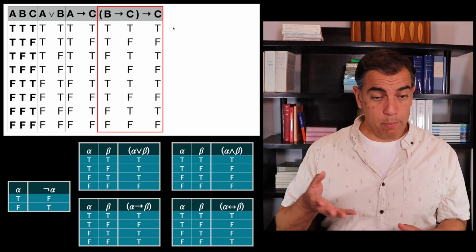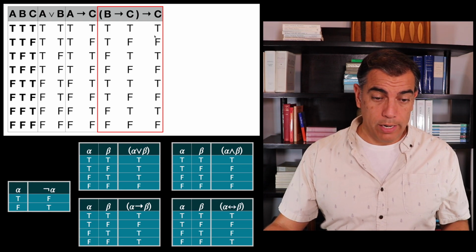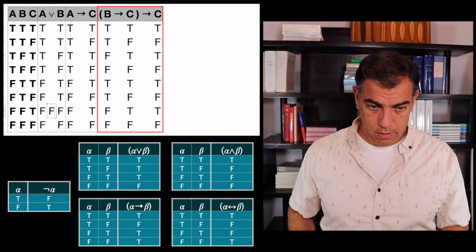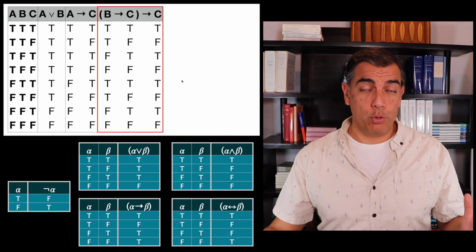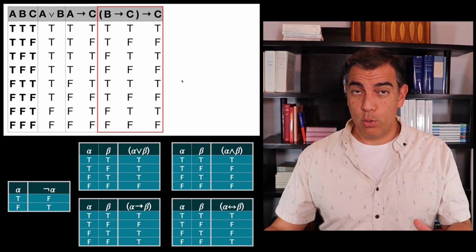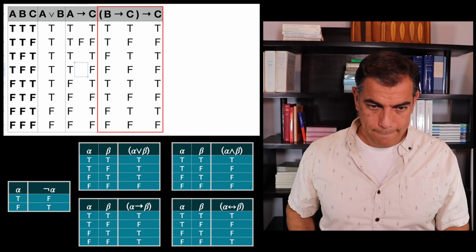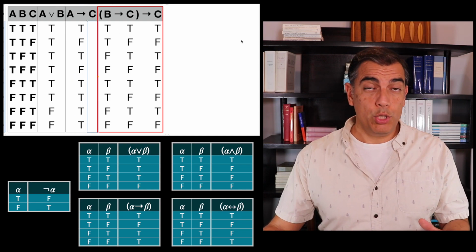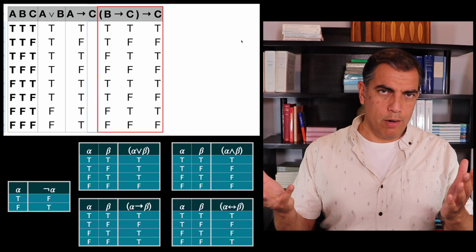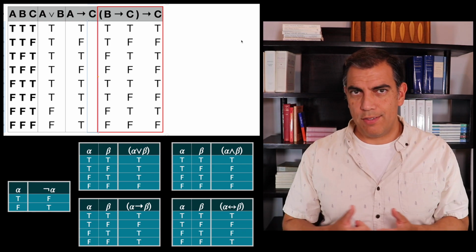Looking at the truth tables, my disjunction is only false when I have two false disjuncts. A conditional is only false when I have a true antecedent and a false consequent, otherwise it's true. Looking at my conclusion here, hopefully you notice the red outline, that's the conclusion.